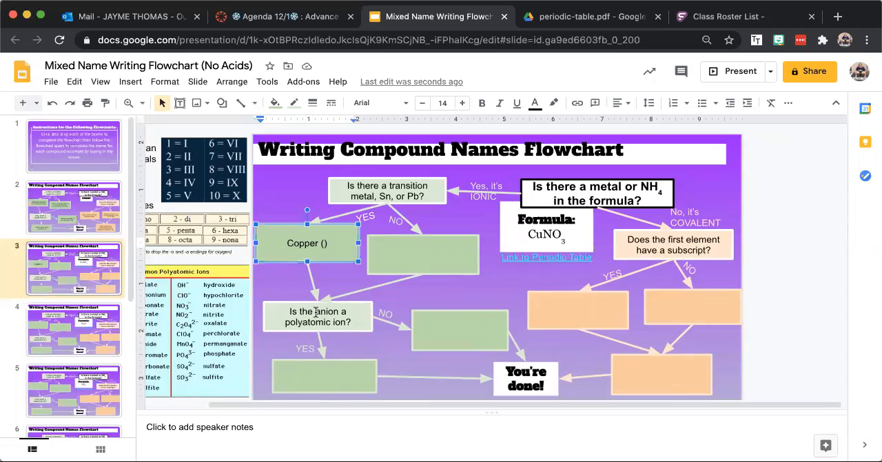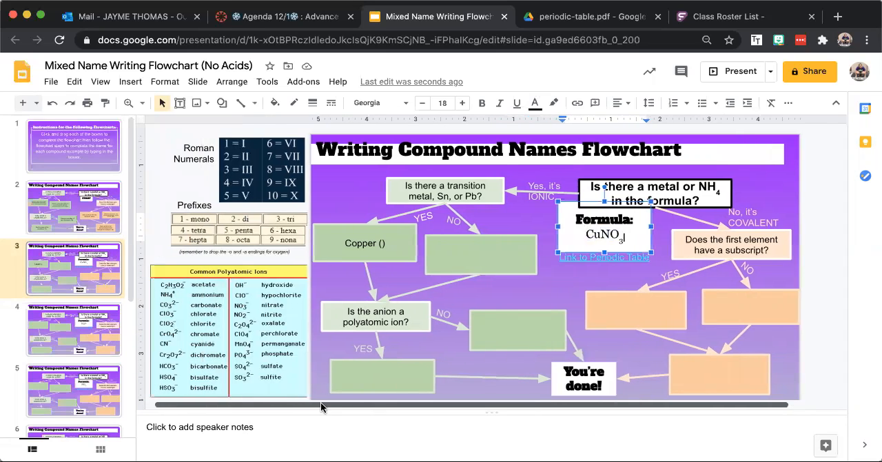So the next part says, is the anion a polyatomic ion? So Cu, you guys said that was the metal, that's the cation. So that means the rest of the formula is NO3, that is the anion. So is NO3 a polyatomic ion, or is it just a nonmetal from the periodic table? What do we think? So does NO3 have one element in it or more than one? This NO3 right here.